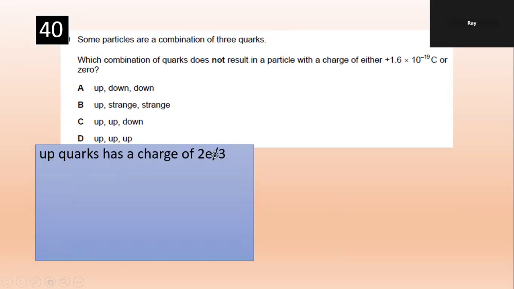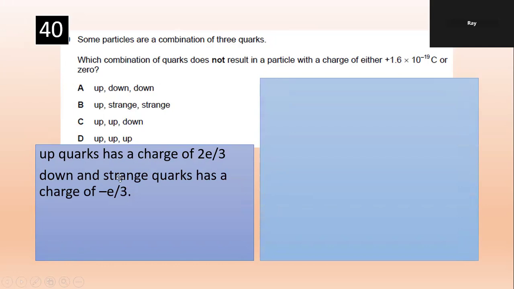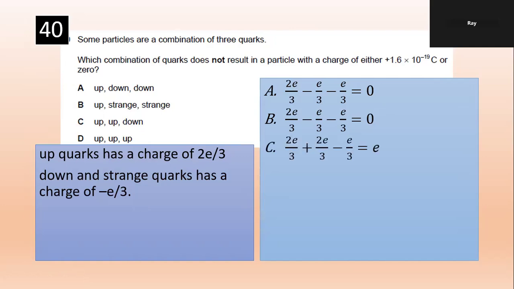Right? Up quark charge is 2/3 e. Down and strange quark have a charge of minus 1/3 e. So try to work it out. You can work mentally or can work it out. The answer is D. Okay. Any comment? No. No. Okay.